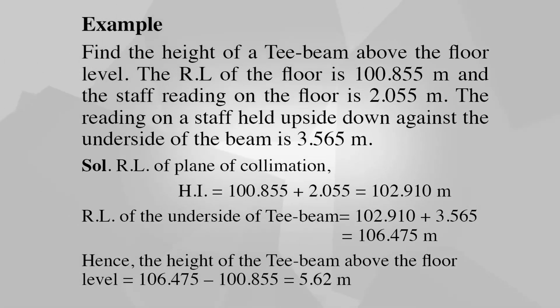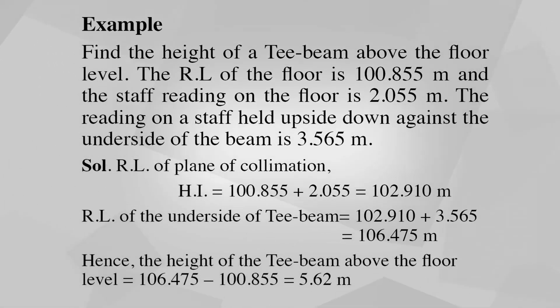So, firstly, the reduced level of the plane of collimation we will find out. The height of instrument will be equal to 100.855, that is the RL of the floor, plus 2.055, that is the staff reading on the floor. We will add both of them to get the height of instrument, which will result in 102.910 meters. Now, the RL of the underside of the T-beam will be 102.910, that is the height of the instrument, plus 3.565, that is the reading on the staff held upside down against the underside of the beam.